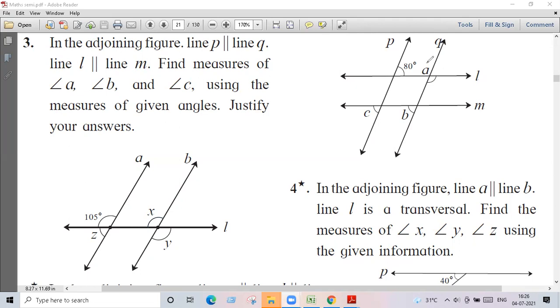Now A and 80, these interior angles are supplementary, right? Then this is 80, another 80, that is also your corresponding angle. And C will also be 80 because C and 80 are opposite angles. Then B is also 80. Why? Because C and B are corresponding angles. Understand? So let's see how to write.